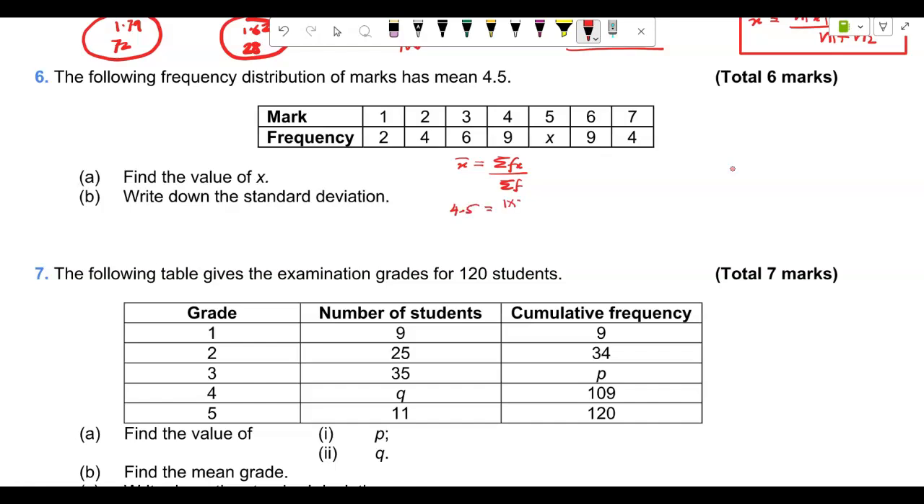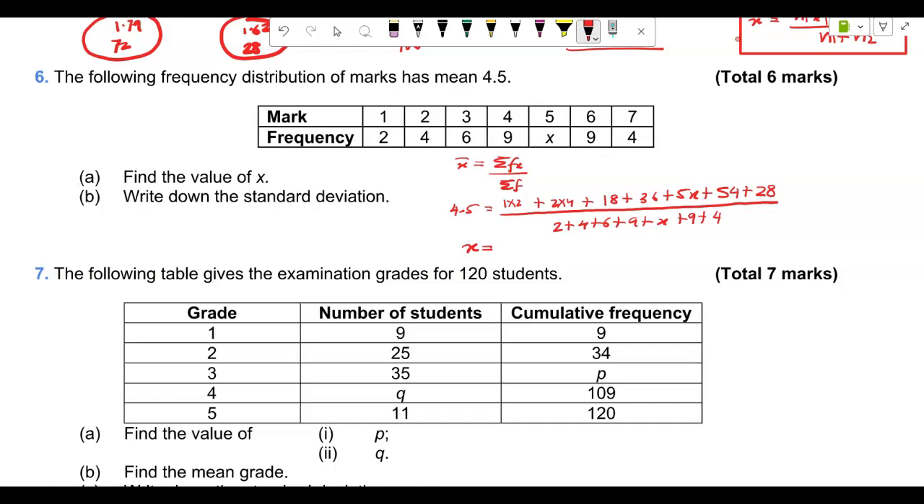Sigma fx is 1 into 2 plus 2 into 4 plus 3 into 6. Are you following that? This into this, this into this, like that. Plus 6 3s are 18, 9 4s are 36, 5x, 9 6s are 54, 7 4s are 28, over 2 plus 4 plus 6 plus 9 plus x plus 9 plus 4. So you solve for x. You can do that.